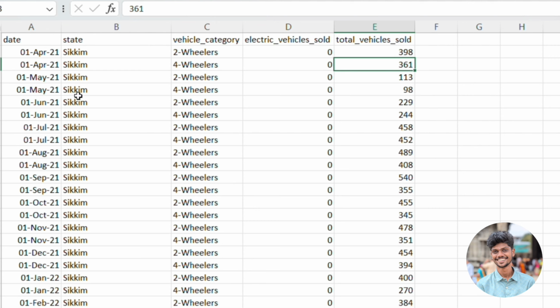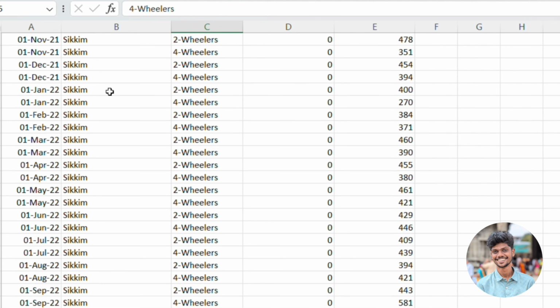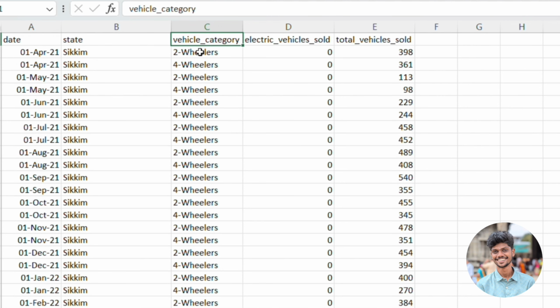Now you can move to the next column, state. This tells us which state in India the data belongs to. That's straightforward. And then vehicle category. This tells us whether a vehicle is a two-wheeler or a four-wheeler. And then electric vehicles sold. This is the total number of electric vehicles sold for a specific state, vehicle category, and a particular month.